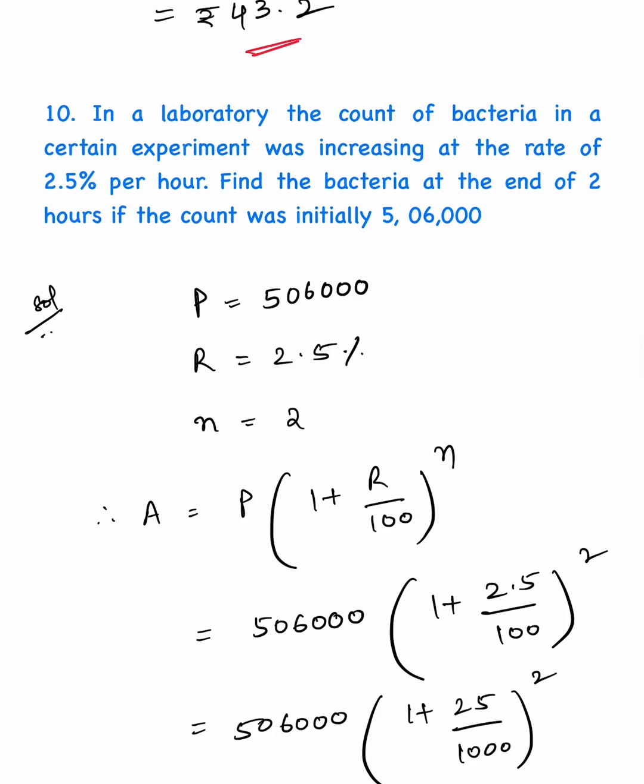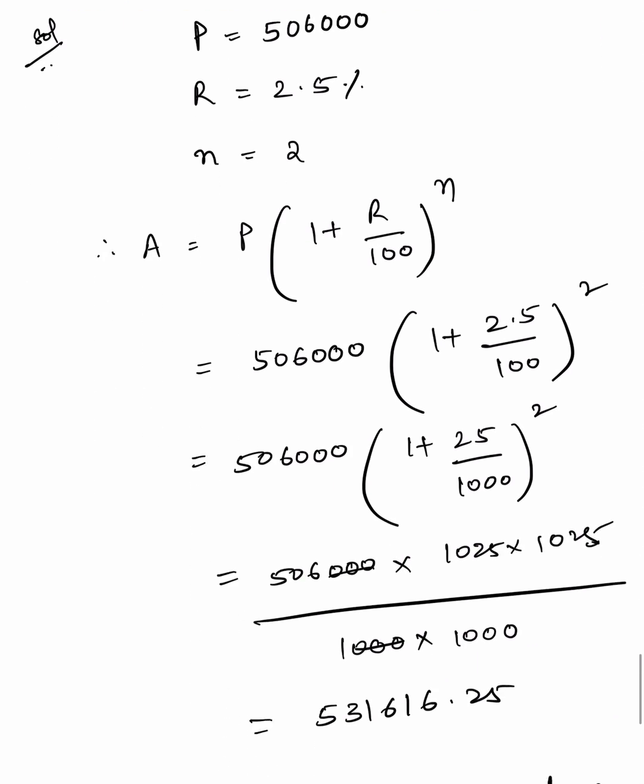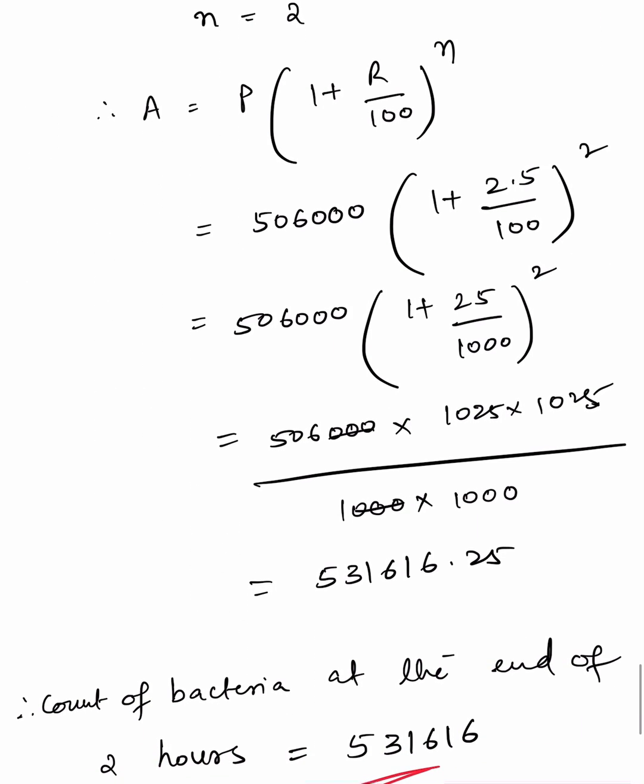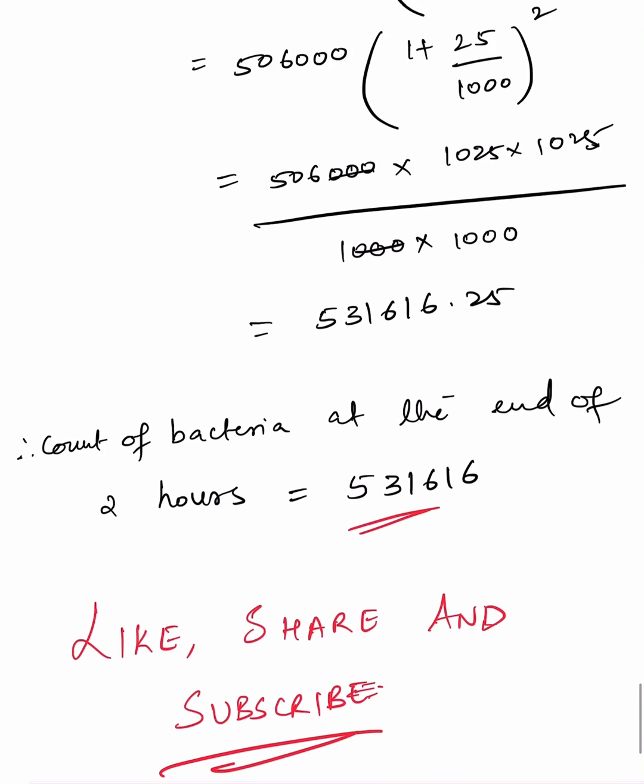So, in this kind of problems, the rate of increase or decrease of bacteria or population, whatever it is, it will always be the compound interest calculation. So, what is the compound interest formula? A is equal to P into 1 plus R by 100 whole to the power of N. That is equal to 5,06,000 into 1 plus 2.5 by 100 whole square, which is equal to, after further simplification, 5,31,616. So, the count of bacteria at the end of 2 hours will be 531,616.